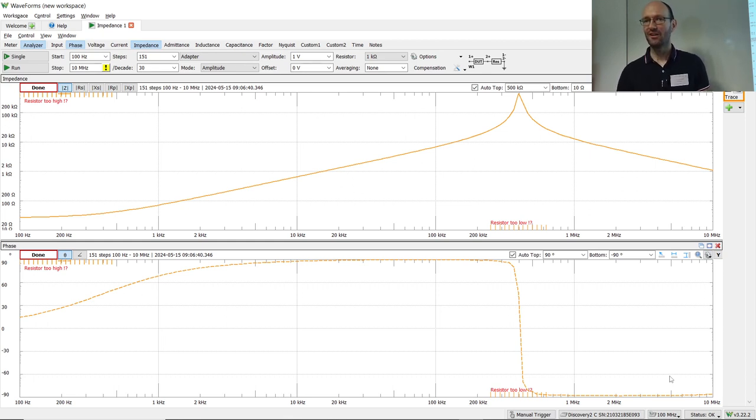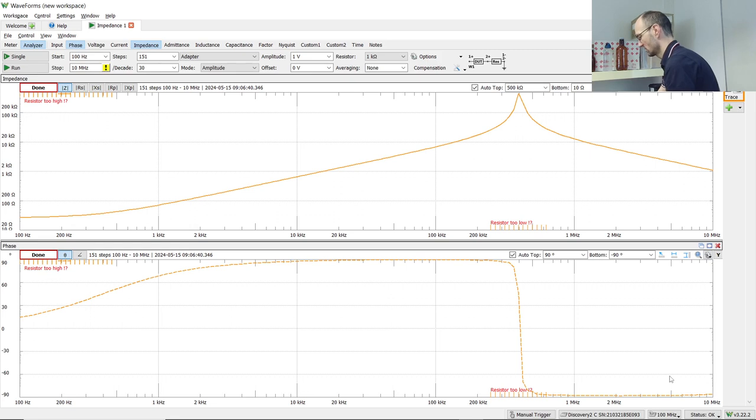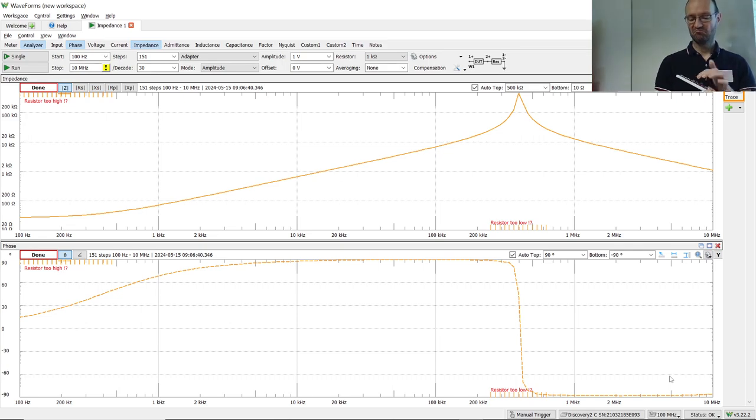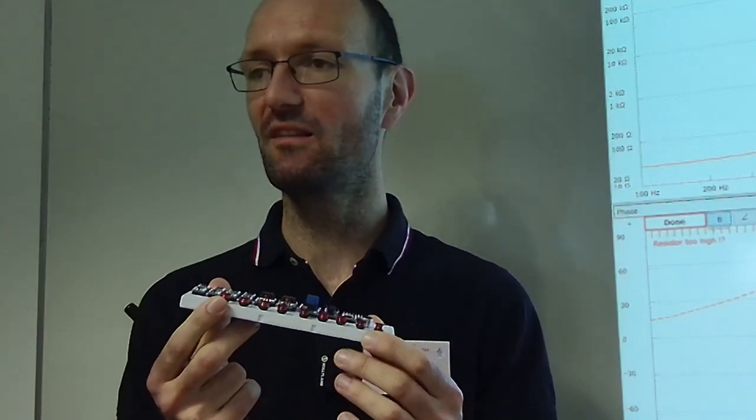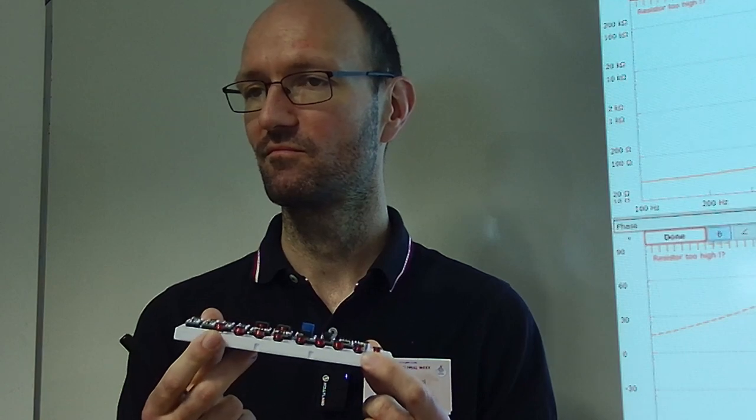Yeah, now the inductor acts like a capacitor. But where's the capacitance hidden in this inductor? I mean, it's this very small coil. I have more of these coils to show. This is how they look like, but why is there some capacitance inside this inductor? Anyone an idea?